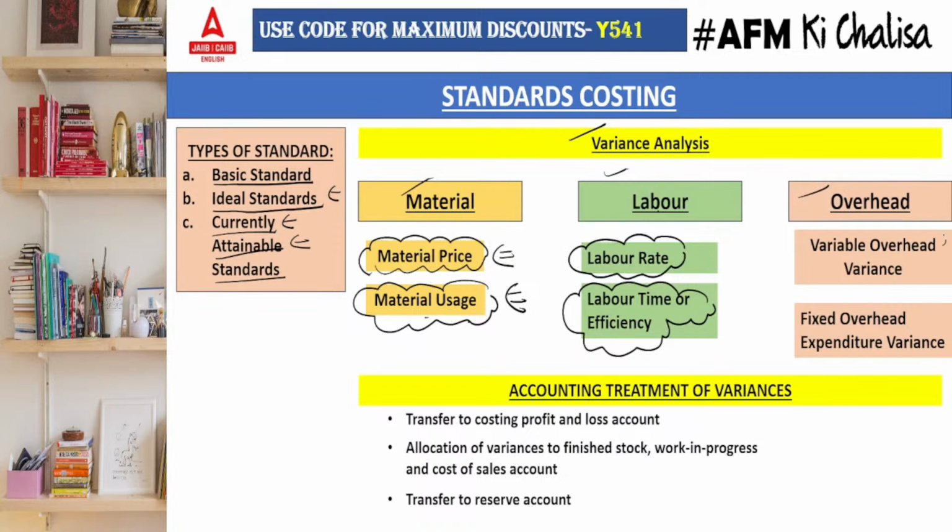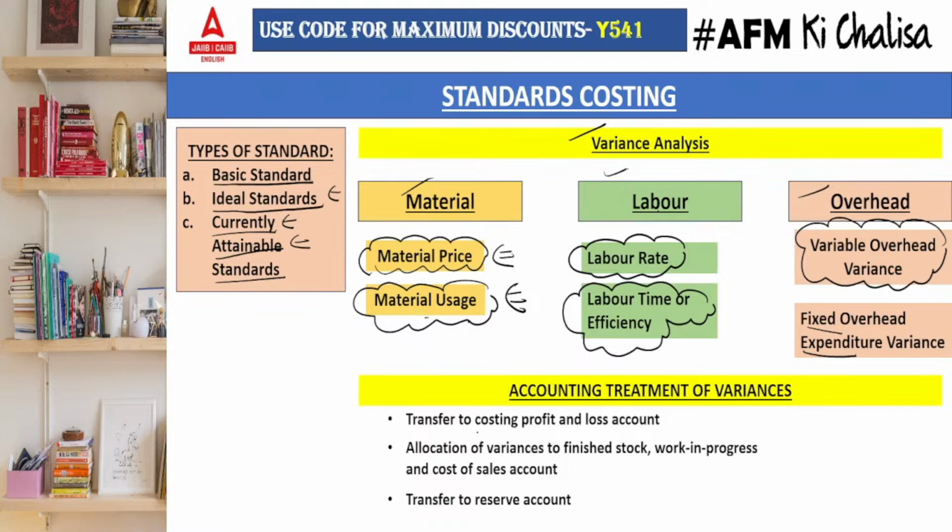Under overhead, this is your overhead variance. Direct labor, direct material, and direct expenses are part of direct production. Remaining is overhead expenses. The expenses which remain fixed are called fixed overhead, and variable overhead are those which change with the production. Then what do we do with all these variances?